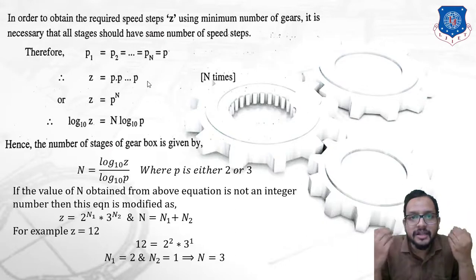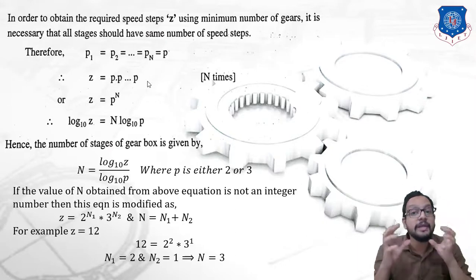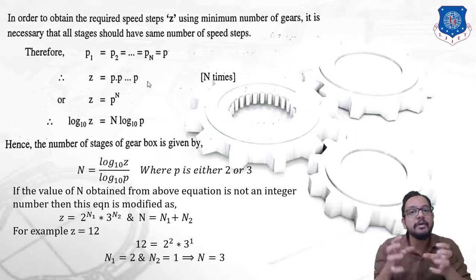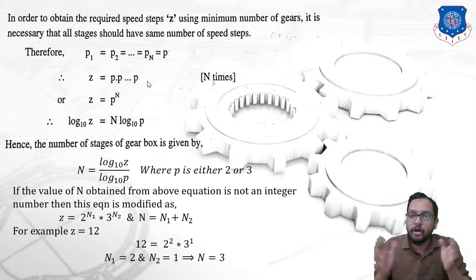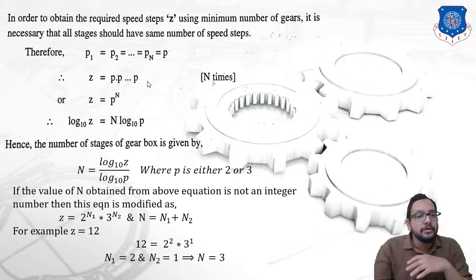Now why are we considering this? We need to obtain the minimum number of gears. We need to design a gearbox in such a way that we are using a minimum number of gears, so that compactness could be increased and we can obtain high speed steps. Now can I write this equation in a further form? Z is equal to P raised to n, right?